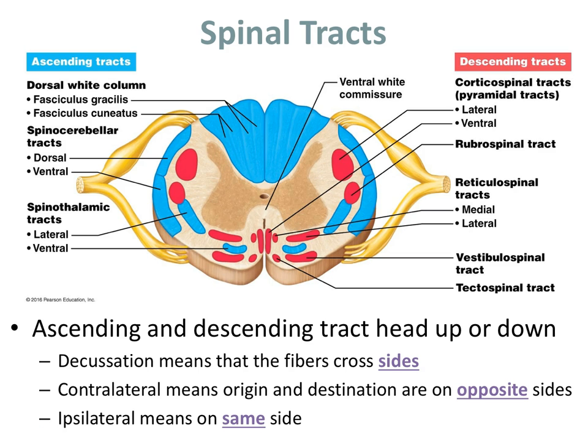Ascending tracts ascend towards the brain. Descending tracts head down towards the body. Decussation means that the fibers cross sides from right to left or left to right. Contralateral means the origin and destination are on opposite sides of the spinal cord, whereas ipsilateral means they're on the same side of the body.